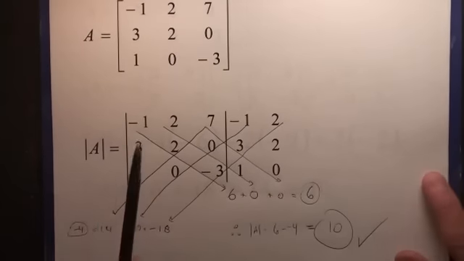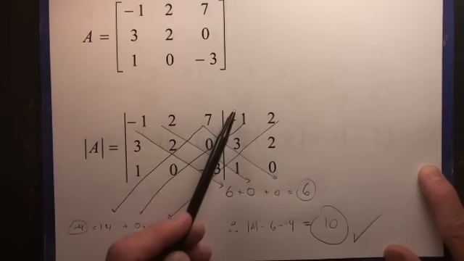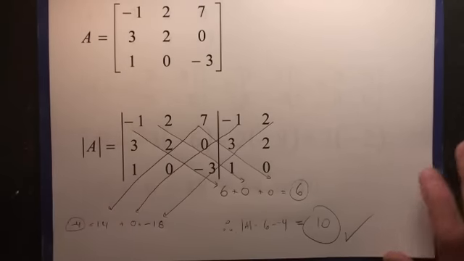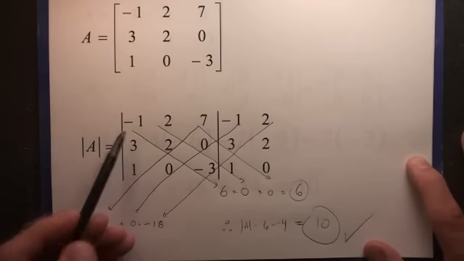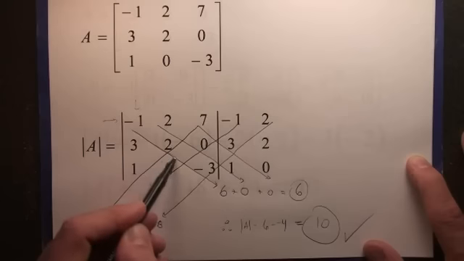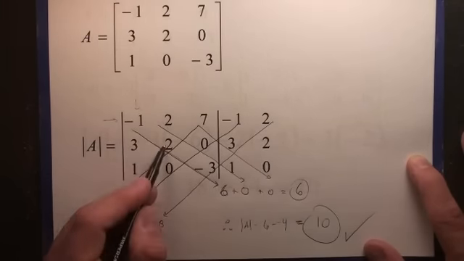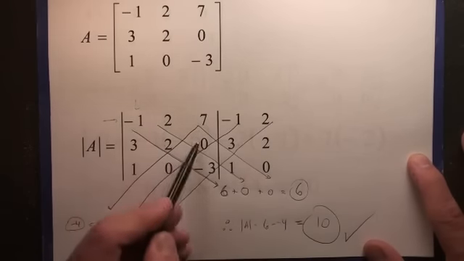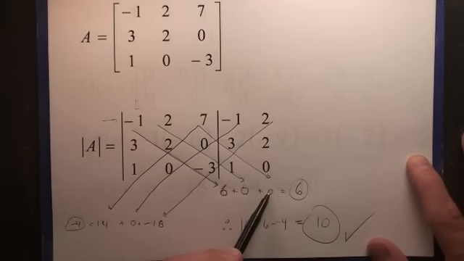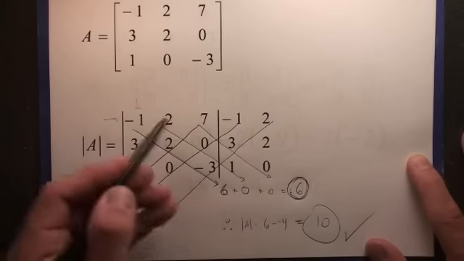That first strategy, what we're going to do is this. We're going to take the first two columns of our matrix A and draw those next to the 3x3 matrix that you already have. Then we're going to start at the first row, first column, and multiply diagonally down and to the right. That's going to get us a positive 6 when you do negative 1 times 2 times negative 3. Then 2 times 0 times 1, that's a 0. 7 times 3 times 0, 0. Then you're going to add those three numbers together.